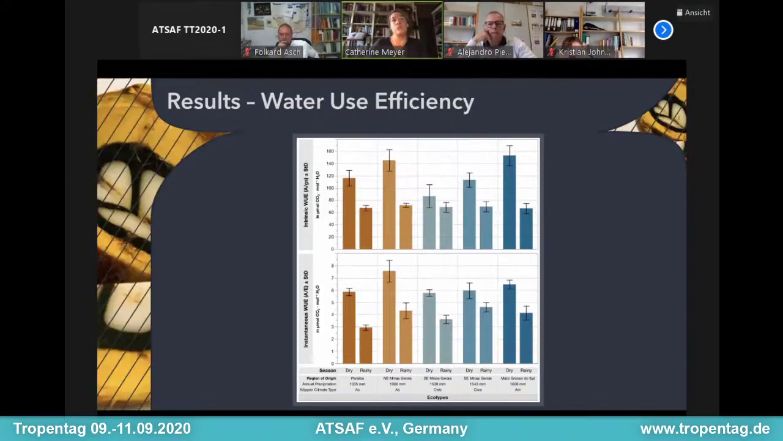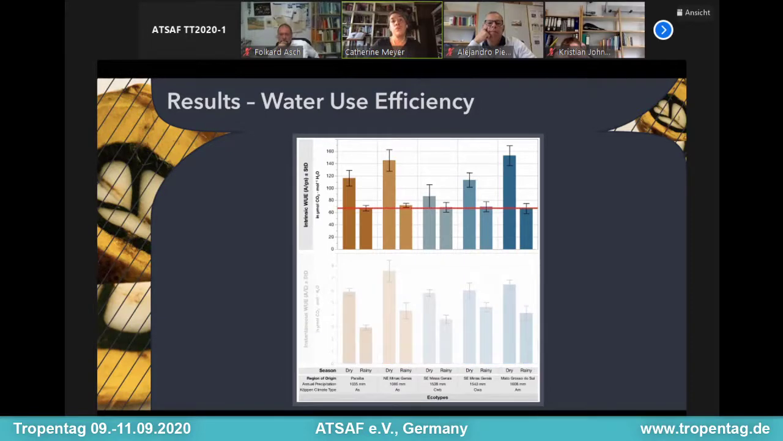So lastly we come to the water use efficiency. Here the higher the value, the more resilient the ecotype is to drought. They follow the expected pattern of a low efficiency in the rainy season and a higher one in the dry season. First we look at the intrinsic efficiency, so the one independent of the evaporative demand. In summer there are no differences between the ecotypes. However, in the dry season, some ecotypes have higher efficiencies.